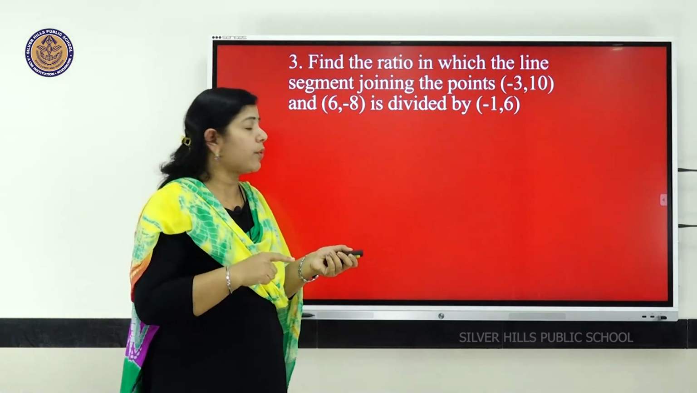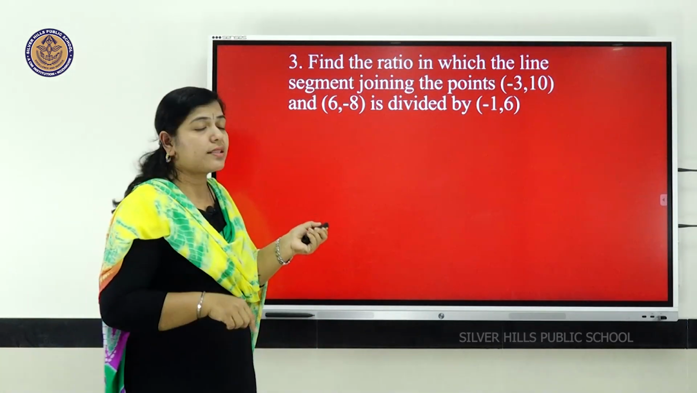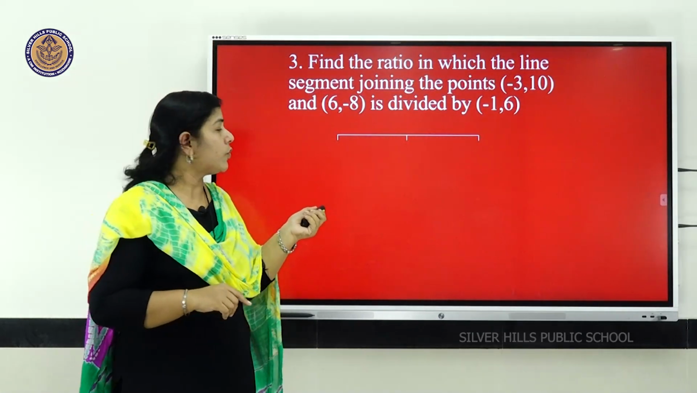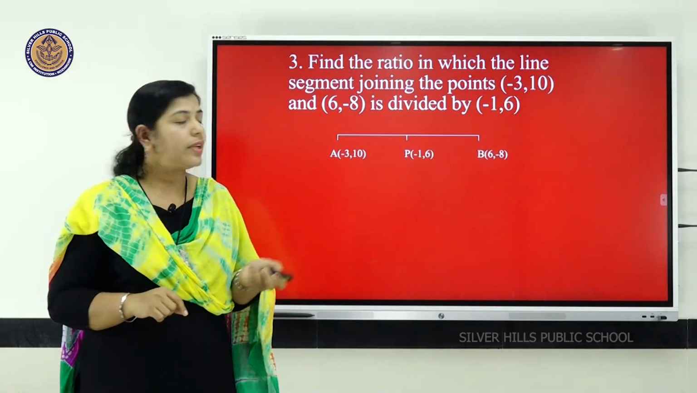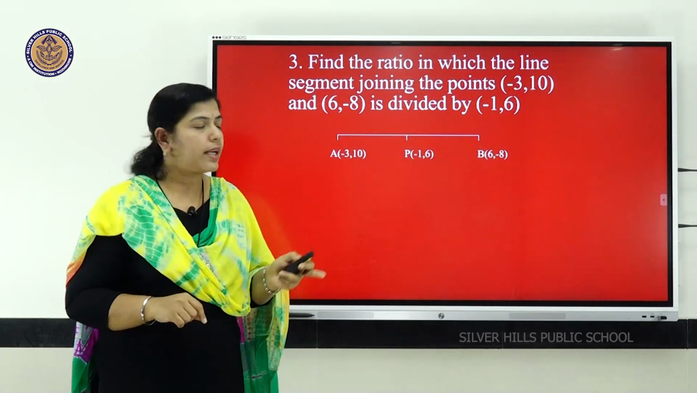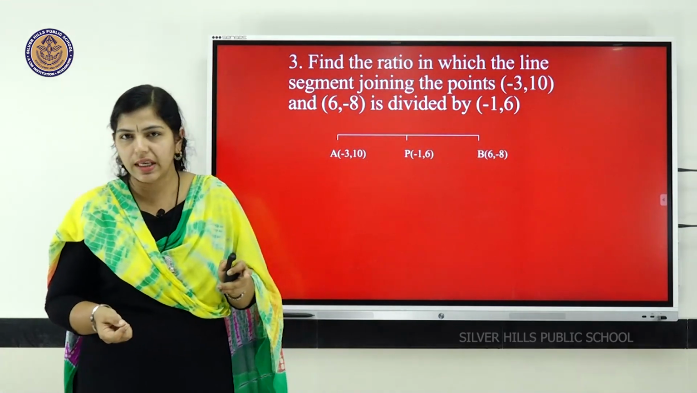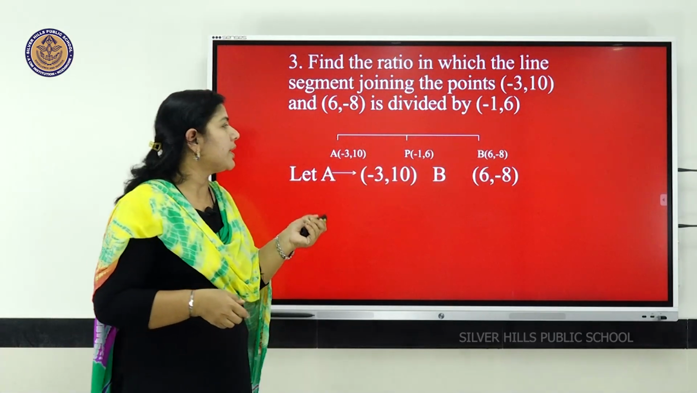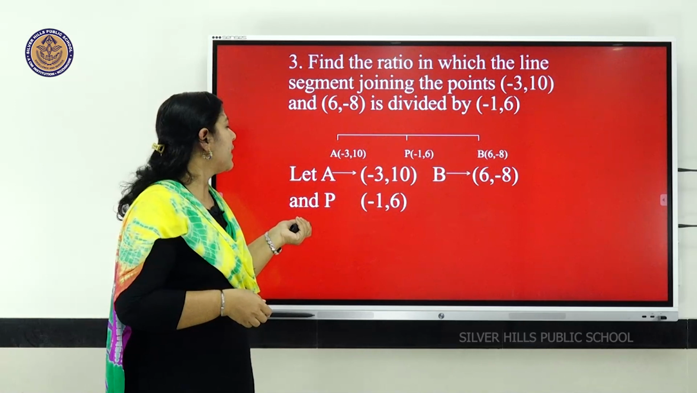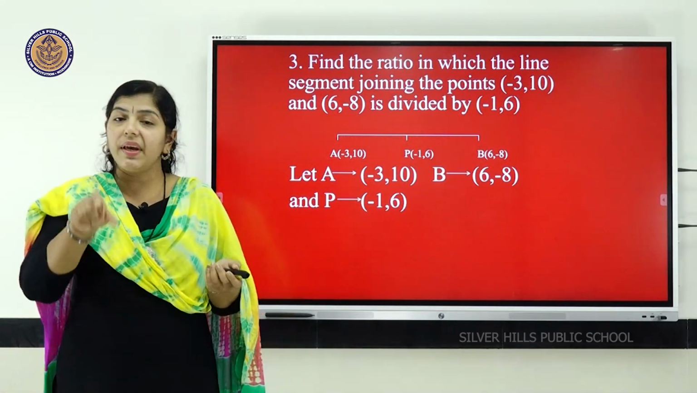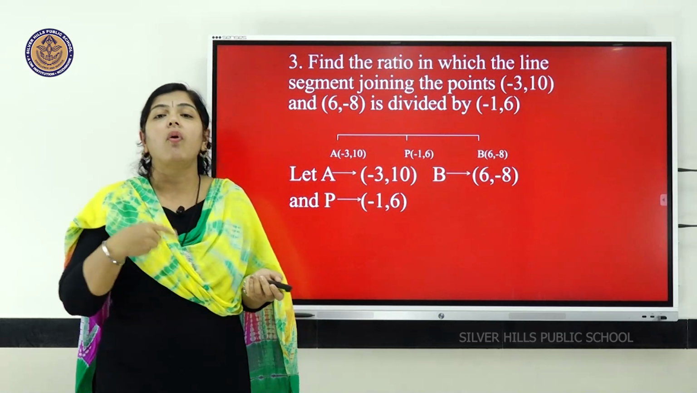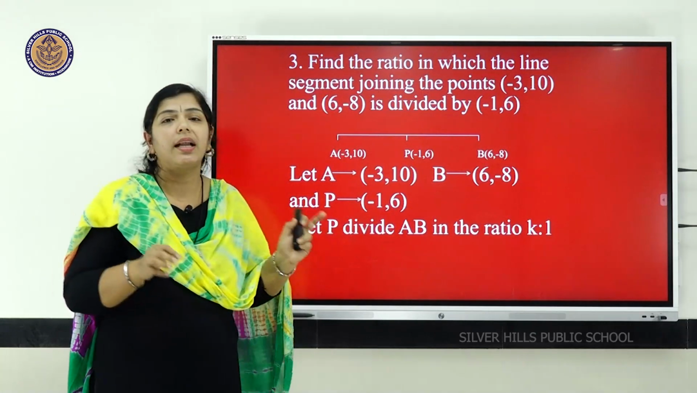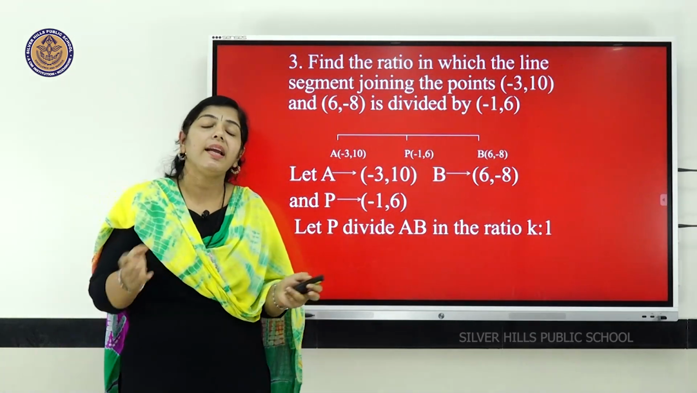You should be able to understand the question, read it properly and understand what is given. So, here the line segment, the 3 points given, the 2 end points and the point of division. We just name it A minus 3, 10, the point of division P minus 1, 6 and B 6, minus 8. Any letter you can use. Okay, let A be minus 3, 10, B 6, minus 8 and P be minus 1, 6, and P is the point of division. What we have to find here? We have to find the ratio. We will assume that P divides in the ratio k is to 1.